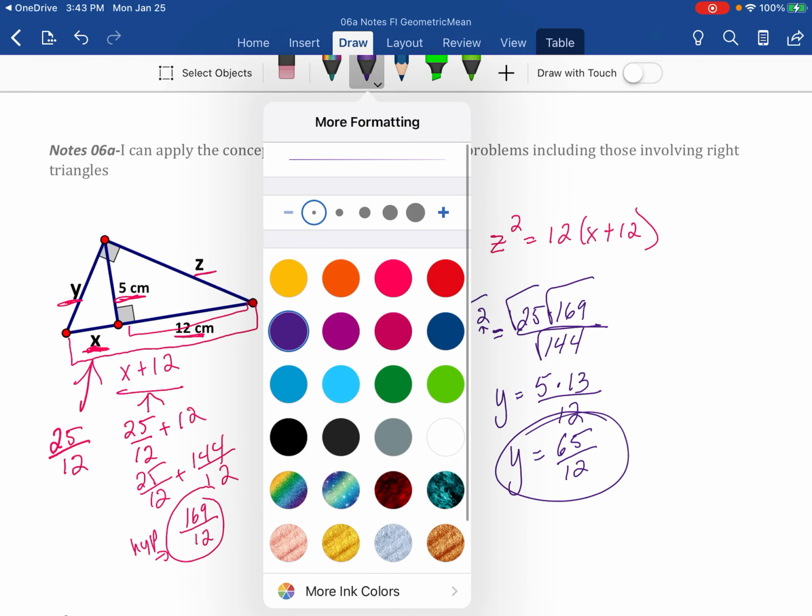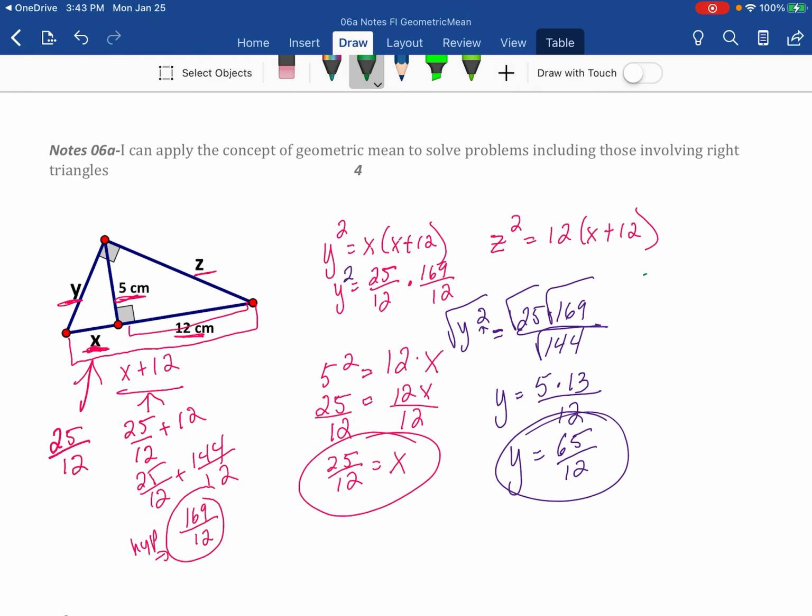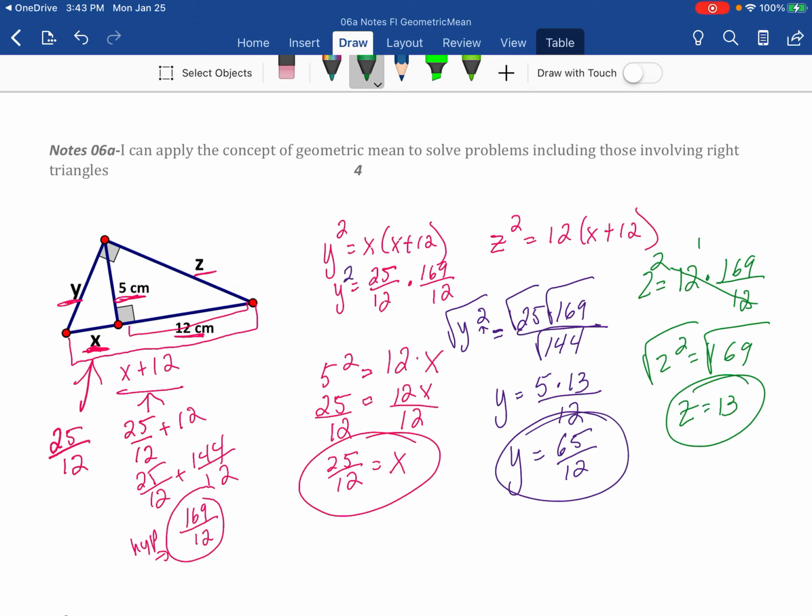And then we go to z. So z squared is equal to 12 times my whole hypotenuse, which is 169 over 12. And this one was actually delightful, because the 12s divide out to be 1, so z squared is equal to 169. I take the square root, and z is equal to 13. So that's how we would do that one.